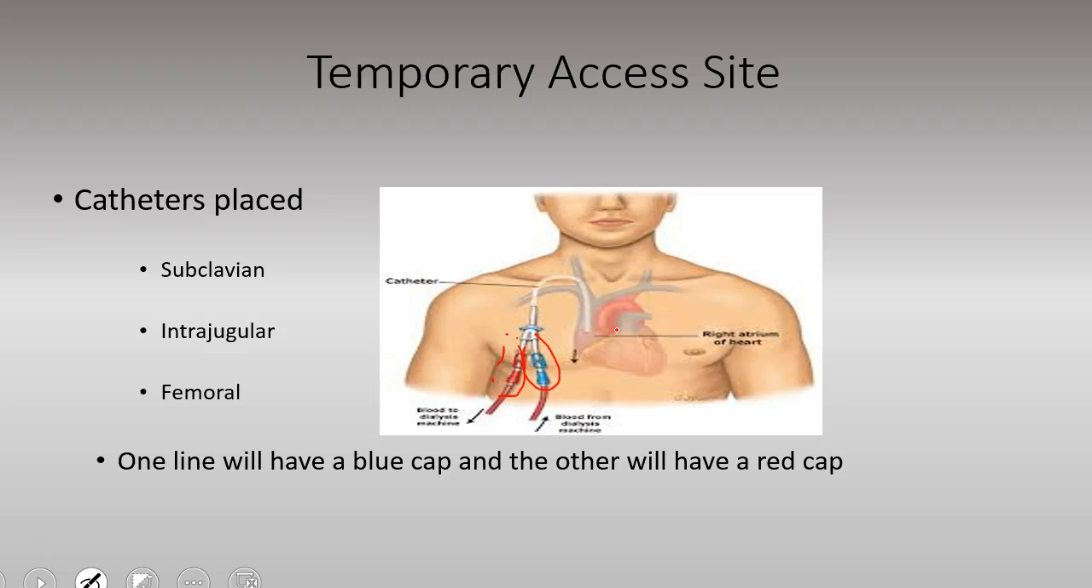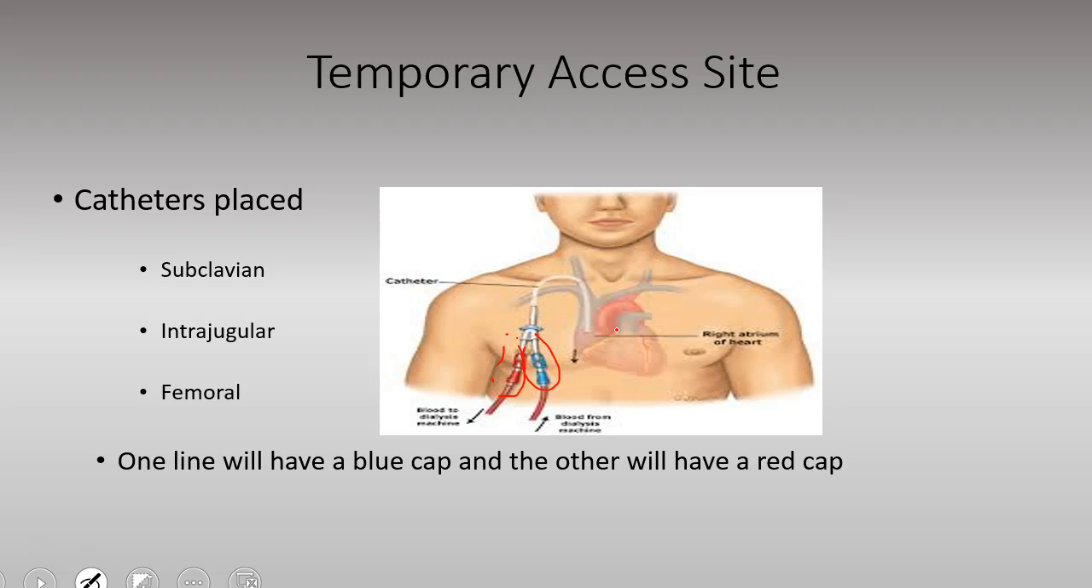Catheters can be placed instead of this. They can actually put in this catheter, which goes up. Let's see, here was where they put that in. It looks like they went through the intrajugular. Basically, they go through the intrajugular vein, and it goes into the top of the atria of the heart. So they could do subclavian, they can do intrajugular, or they can do femoral.